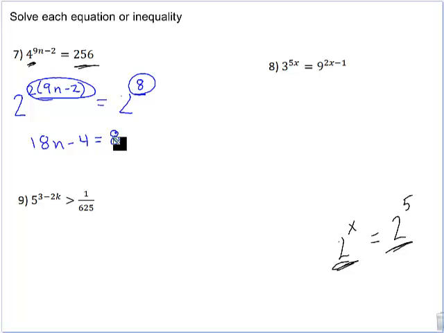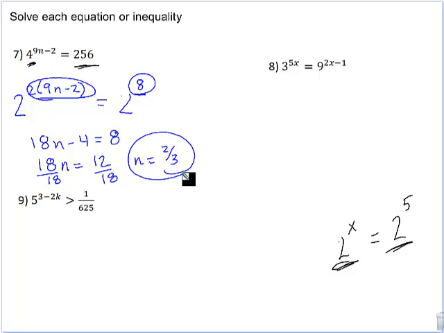So how would we solve it? Add the 4. So 18n is equal to 12. Divide by 18. So n is equal to 2/3. And there we go. Is that okay?